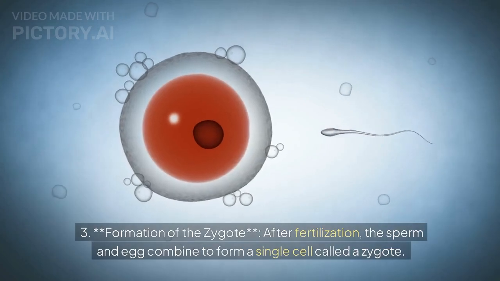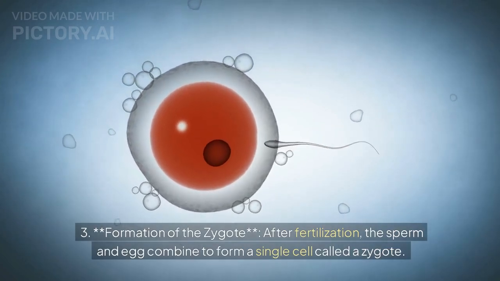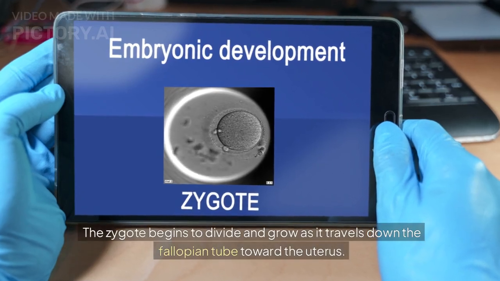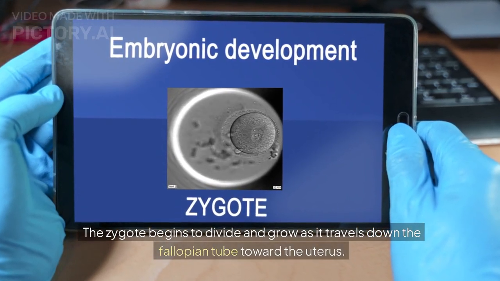3. Formation of the zygote. After fertilization, the sperm and egg combine to form a single cell called a zygote. The zygote begins to divide and grow as it travels down the fallopian tube towards the uterus.